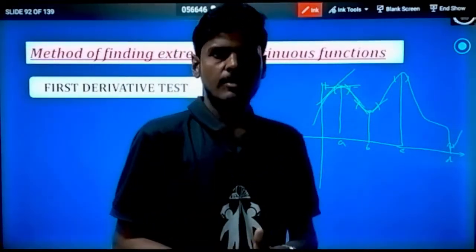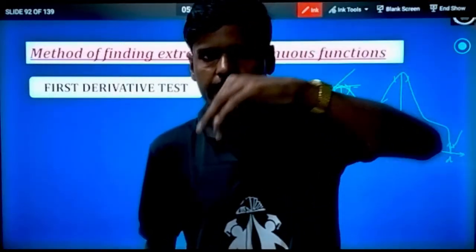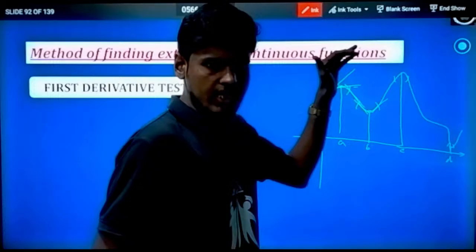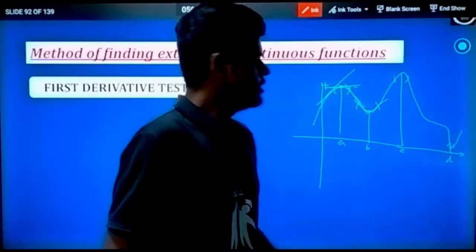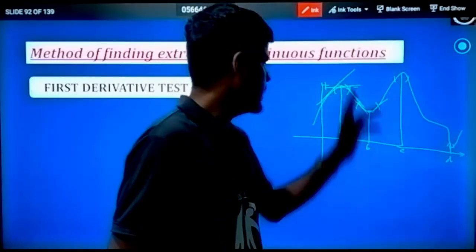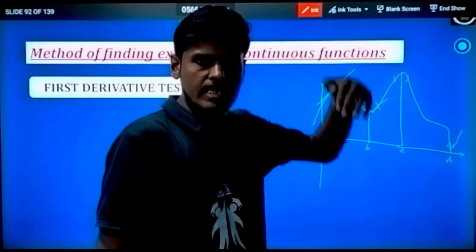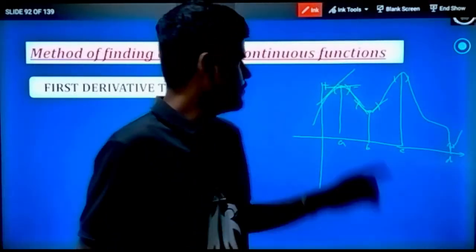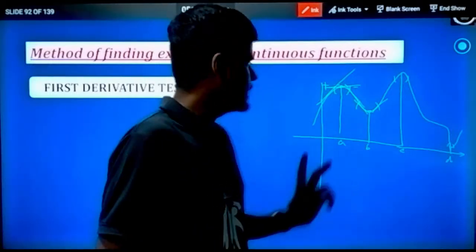So what is the understanding? When a function increases and then decreases, that point will be maximum. That means the slope of the tangent will be positive and then become negative through 0. That will be the maximum point. Similarly, for a minimum point, the slope of the tangent will be negative, and then it will change to positive through 0. That is the understanding.